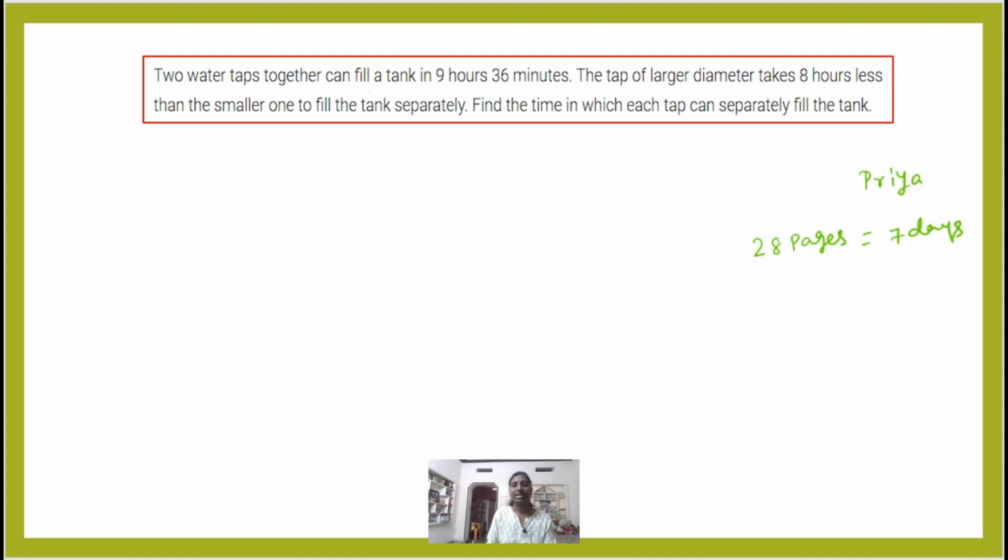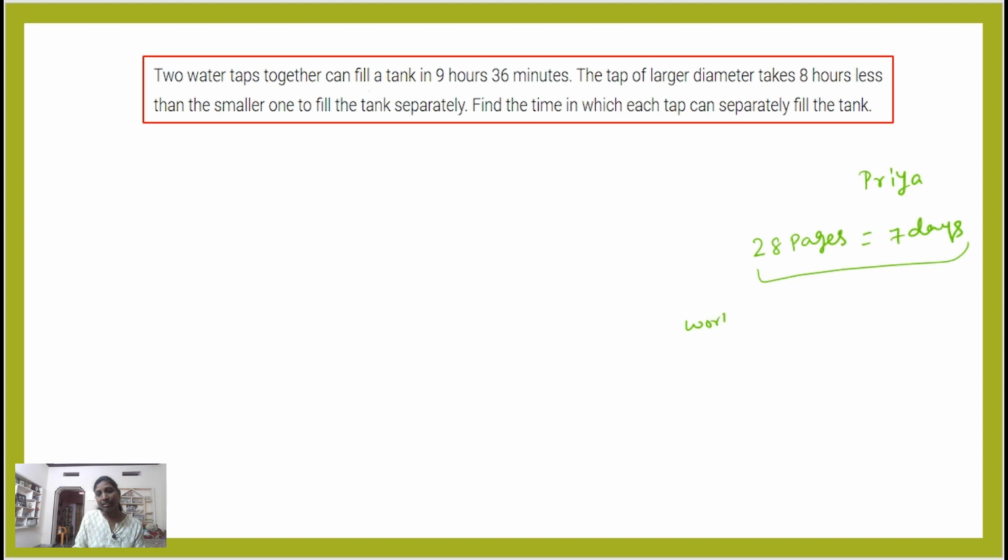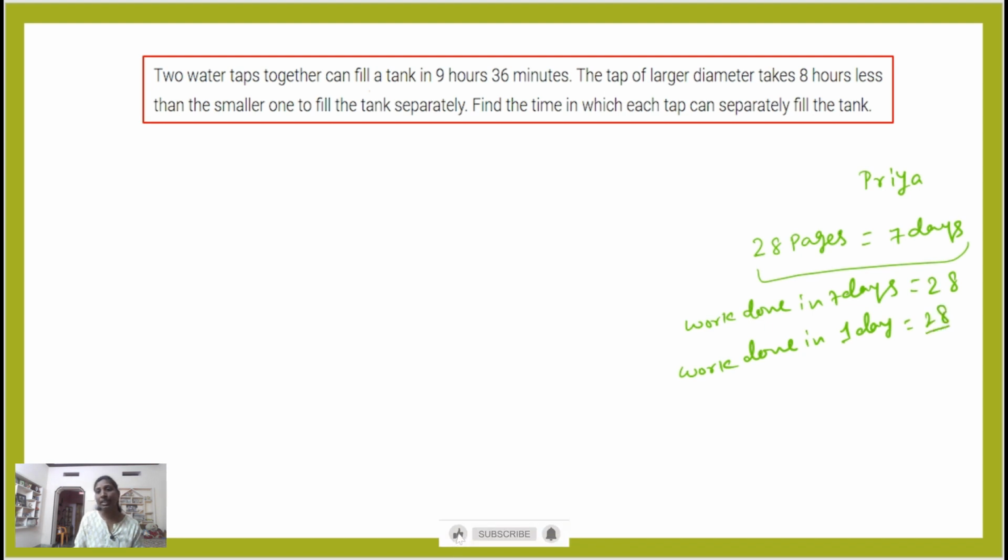In 7 days, it means what? Her 7 days work is 28 pages. The same line I can write in this way: work done in 7 days is equal to 28. Now can you tell me what is the work done by Priya in 1 day? See, work done in 1 day. You have to apply the unitary method, 28 by 7.